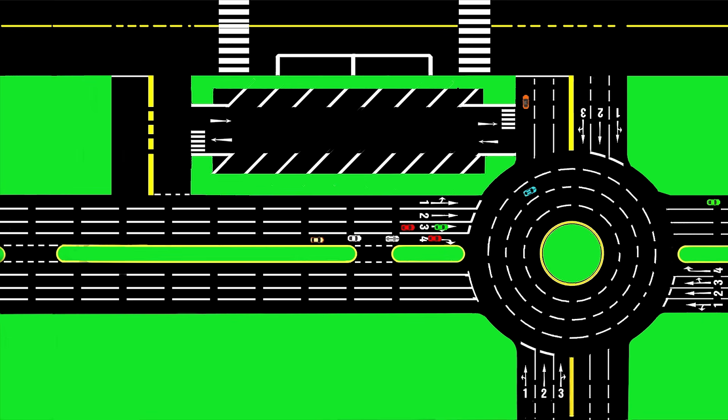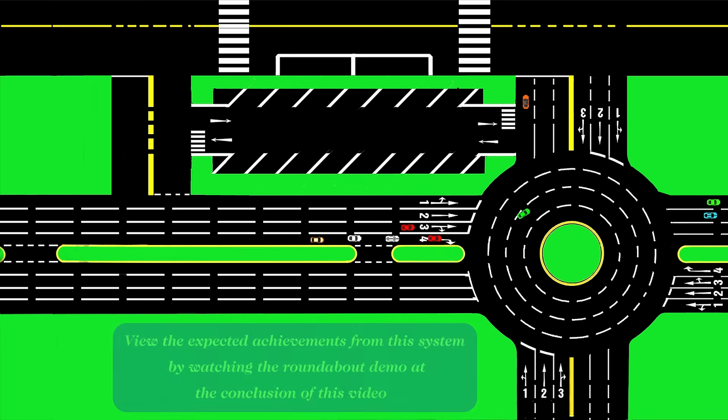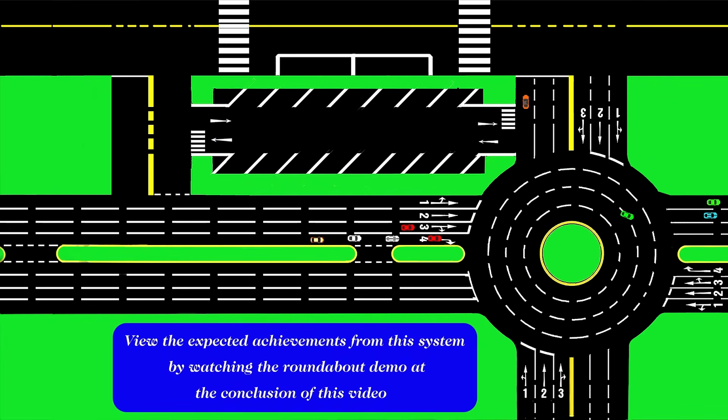Lane 3 has 2 options. First option, you stay on lane 3 and go straight. And second option, turn right at 90 degrees and exit in the middle lane of the minor road.